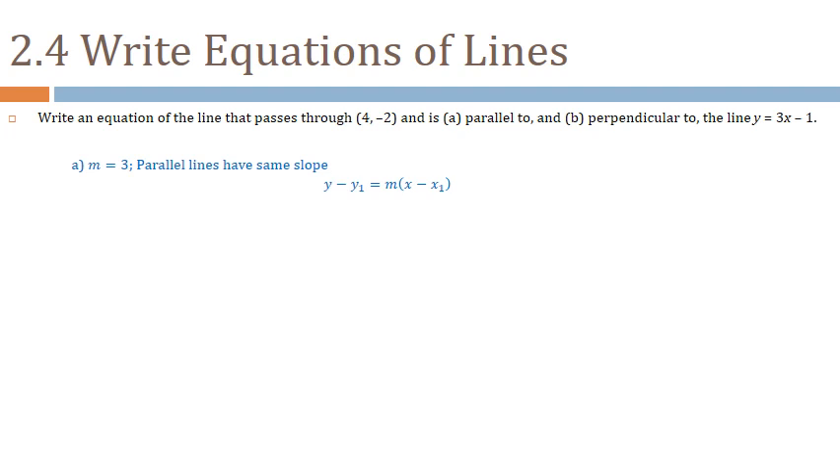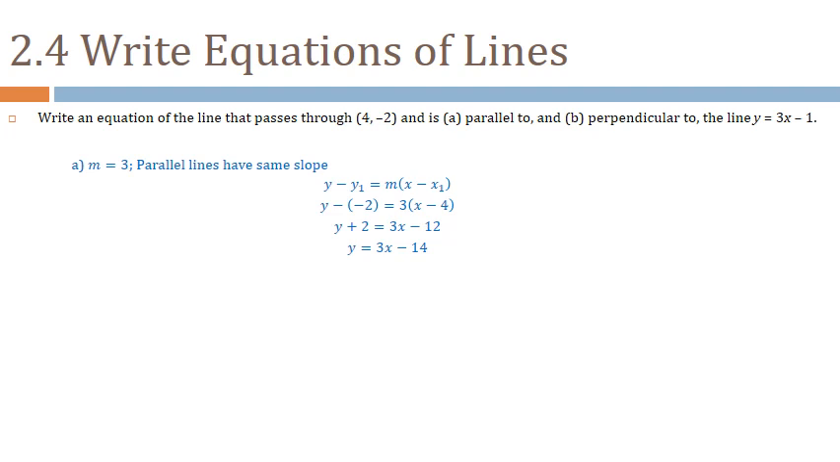So our slope was 3, our point was 4, -2. Fill it in for x1 and y1. Distribute and solve for y. Notice both lines now have a slope of 3, so they're parallel.